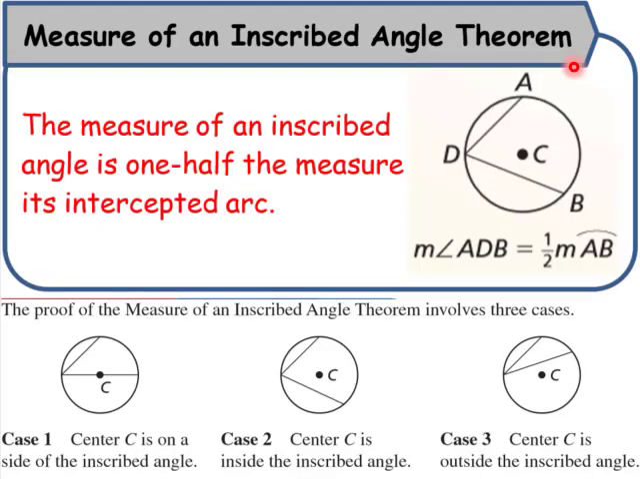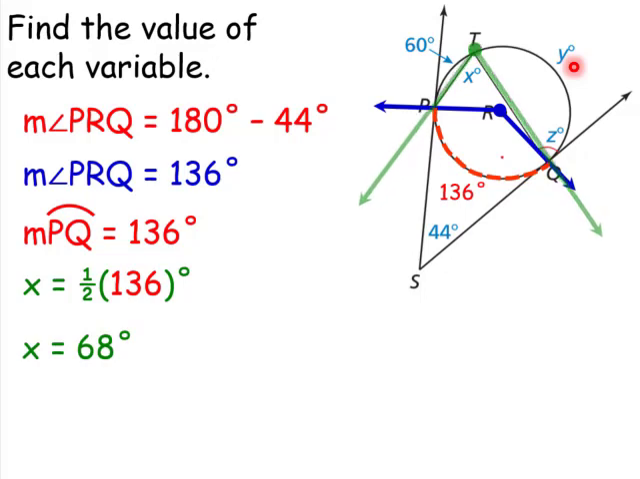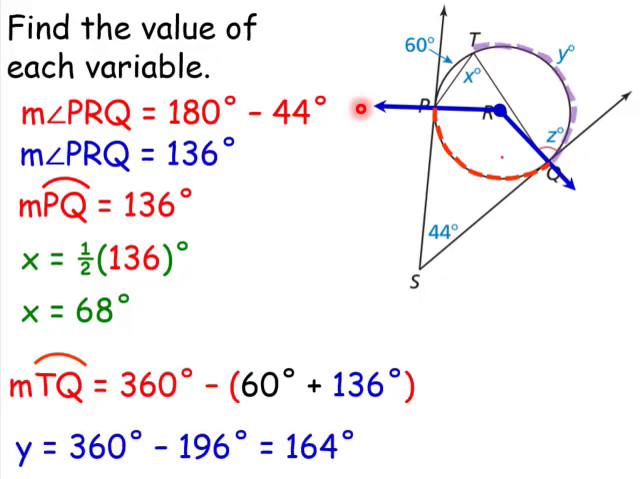Then we'll use the measure of an inscribed angle theorem, which states that the measure of an inscribed angle is 1/2 the measure of its intercepted arc. Therefore, this angle, PTQ, or the value of x, is equal to 1/2 the measure of that arc, which is 68 degrees. The measure of arc TQ is equal to 360, the measure of the entire circle, minus the measure of this arc, which is 136, and this arc, which is 60. Simplify, and we get 164.